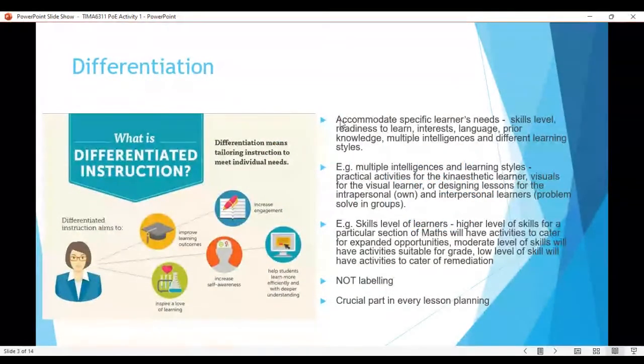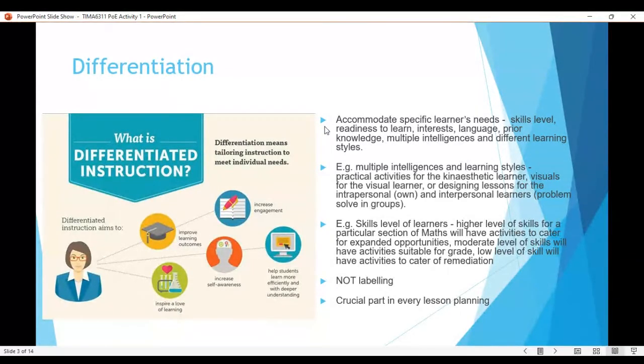So differentiation is to accommodate specific learner needs, skills level, readiness to learn, interests, language, prior knowledge, multiple intelligences, and different learning styles. For example, for multiple intelligences and learning styles, we could have practical activities for the kinesthetic learners, visuals for the visual learner, or we could design lessons for the intrapersonal and the interpersonal learners to solve problems on their own or in groups.